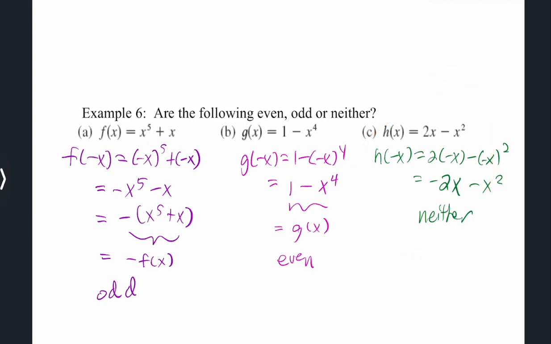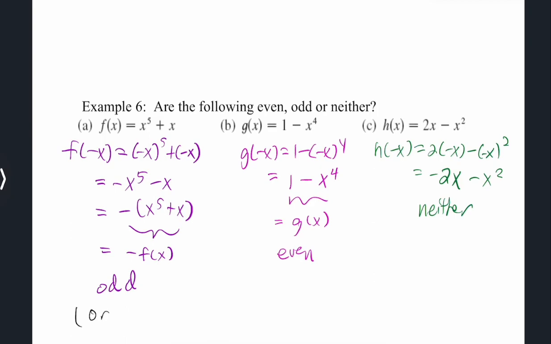So this one will have origin symmetry if you look at the picture. This one will have y-axis symmetry if you look at the picture. And this one will have no particular symmetry that we talk about. It might have a symmetry that, you know, we wouldn't necessarily care about, but it doesn't have the traditional y-axis or origin symmetry.